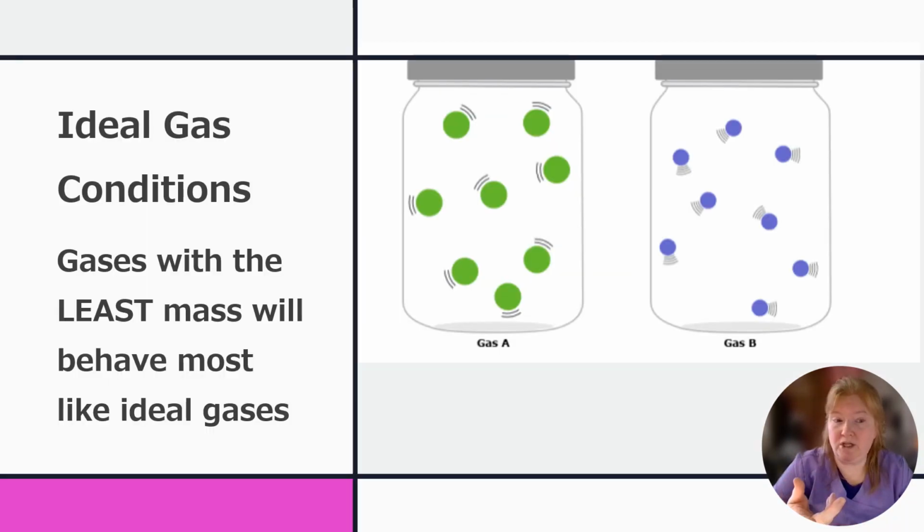So when would gases be most ideal? I know that there are no gases that are ideal, but when could they be most ideal? Like when would they fit those requirements the best, okay? In one situation, the gas particles that have the least mass will behave most like ideal gases. So these particles are smaller and have less mass, so they will be more ideal.